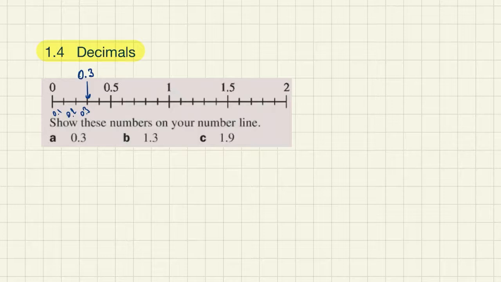And here we go, 1.1, 1.2, and finally we have 1.3. In the same manner, 1.9, pretty close to 2. Here we go, 1.6, 1.7, 1.8. We finally get to 1.9.